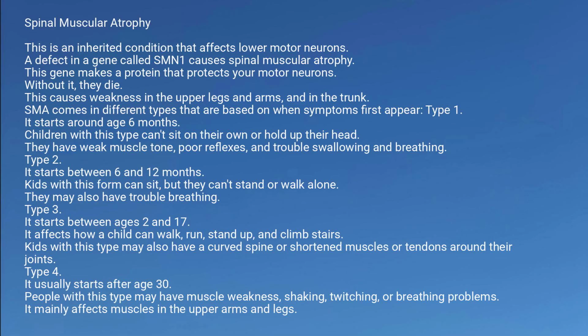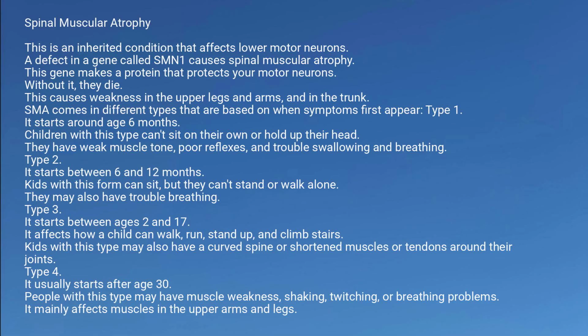Type 1. It starts around age 6 months. Children with this type can't sit on their own or hold up their head. They have weak muscle tone, poor reflexes, and trouble swallowing and breathing. Type 2. It starts between 6 and 12 months. Kids with this form can sit, but they can't stand or walk alone. They may also have trouble breathing.